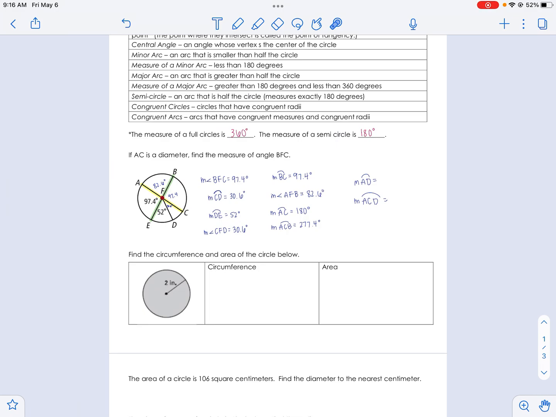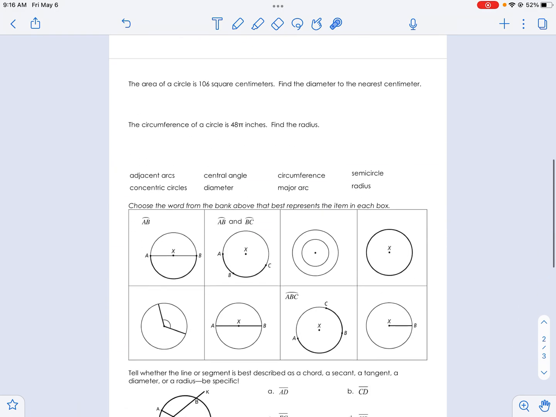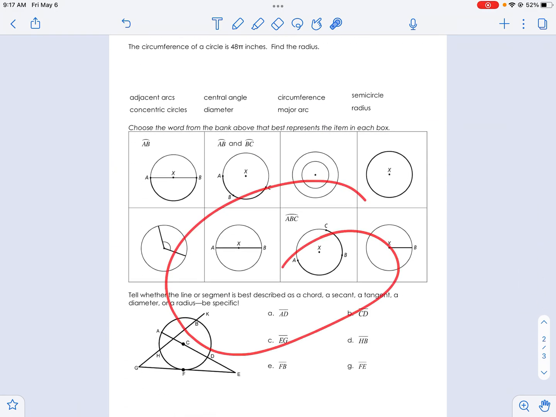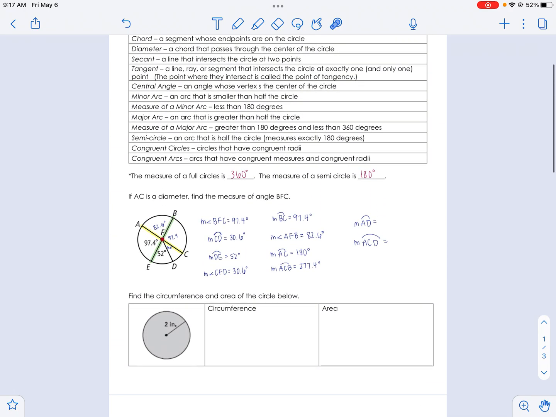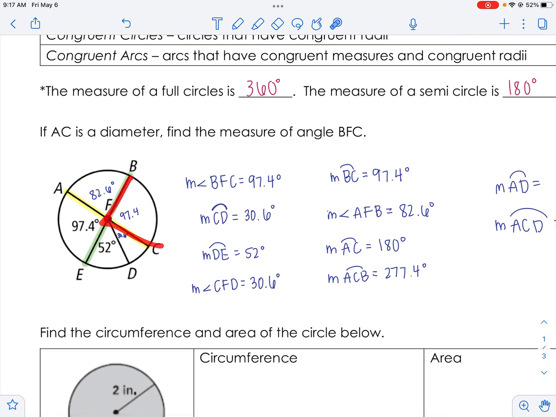Now, we're going to review some other things like circumference and area and all of that with circles, and get into some more of the vocabulary. But keeping in mind that those central angles and those arc measures are exactly the same.